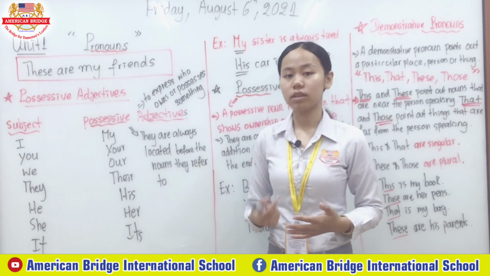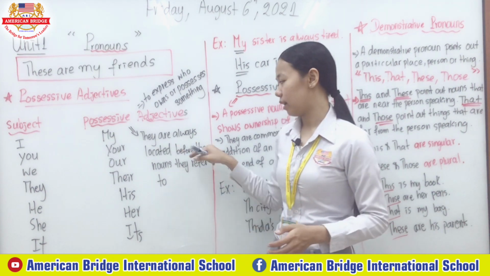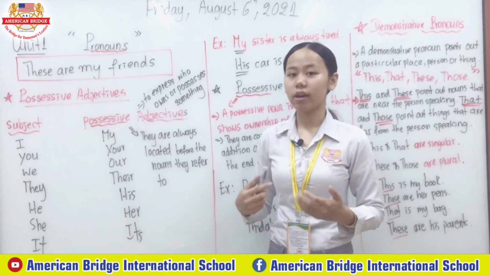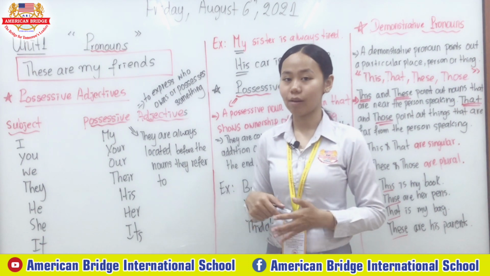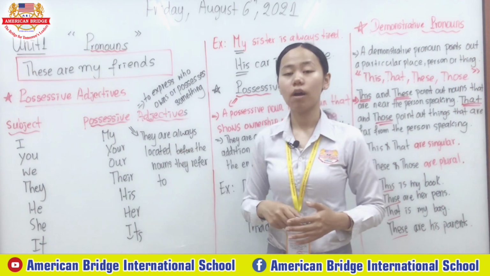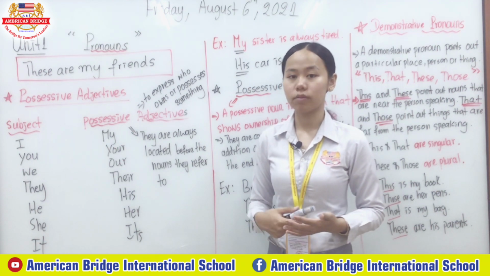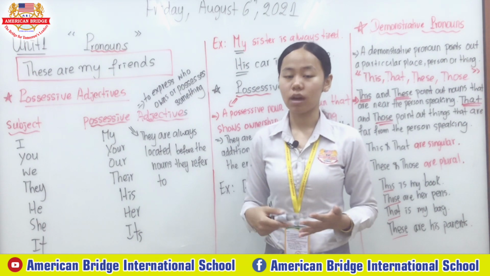And you also need to know that possessive adjectives are always located before the noun they refer to. For example, my car. You see, my is a possessive adjective and car is a noun. So possessive adjectives are always located in front of the noun they refer to, and they function as a determiner in front of a noun.